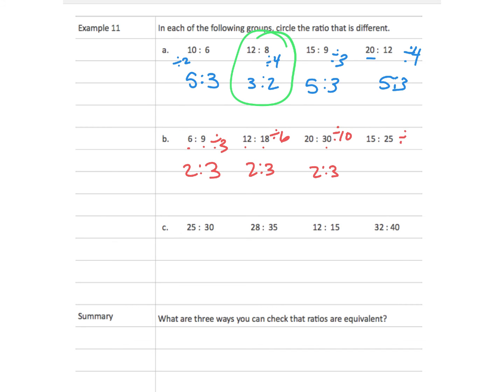We'll divide by 5 for 15 and 25. That's going to give me 3 to 5. That's the one that is different. I started thinking that, but we wanted to double check. Let's do C.